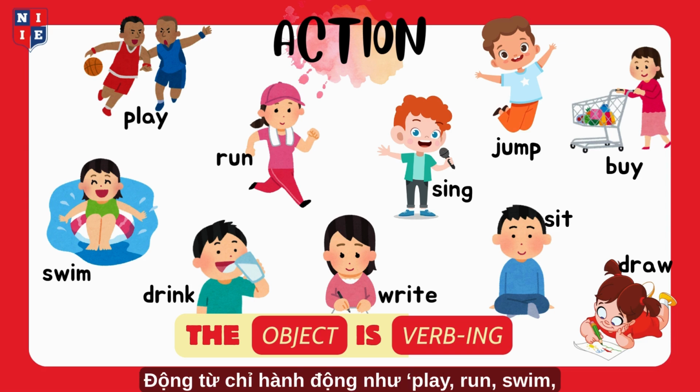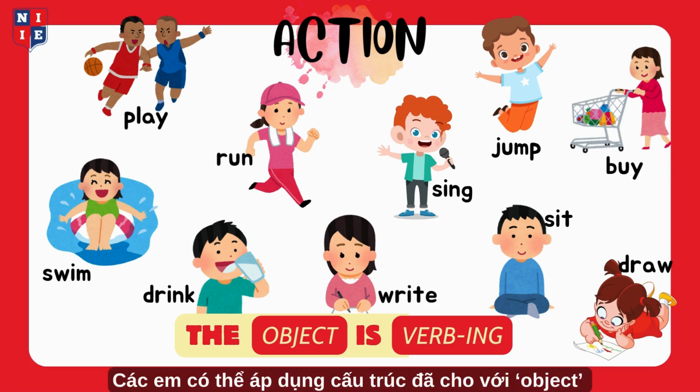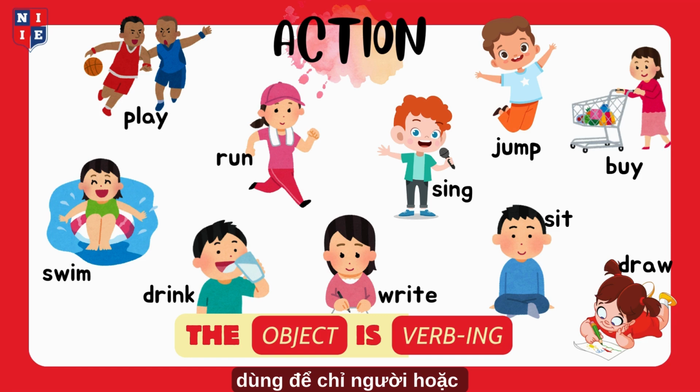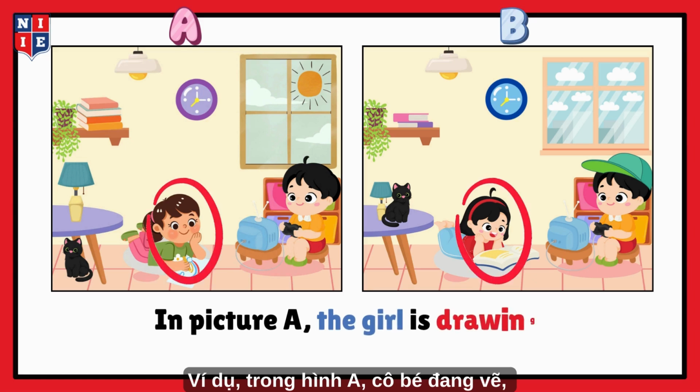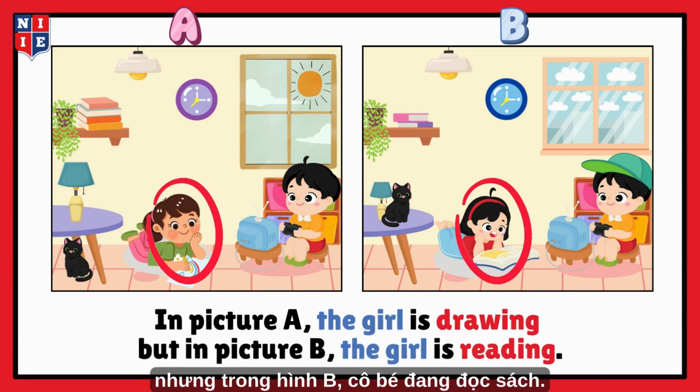Using action verbs like play, run, swim, drink, etc. is also a common way to compare two different pictures. You can apply the given structure with object referring to the person or animal you want to describe, and the verb in the ing form indicating the action that character is doing. For example, in picture A, the girl is drawing, but in picture B, the girl is reading.